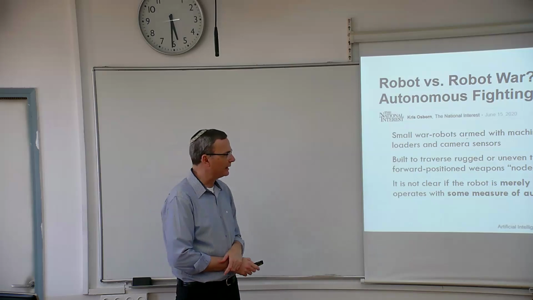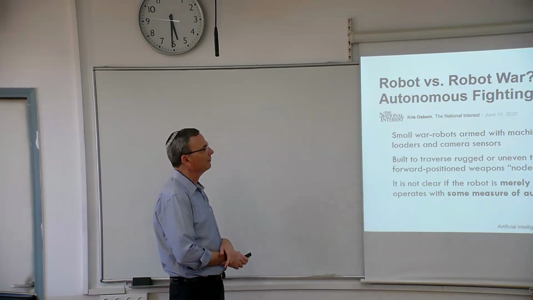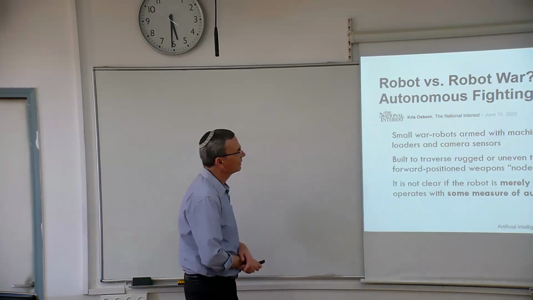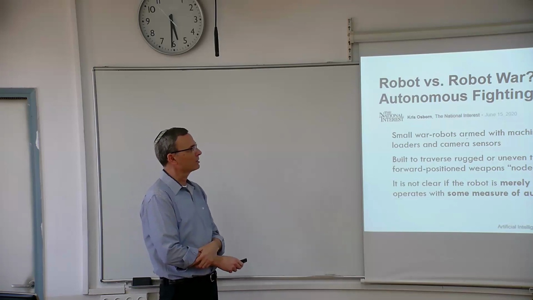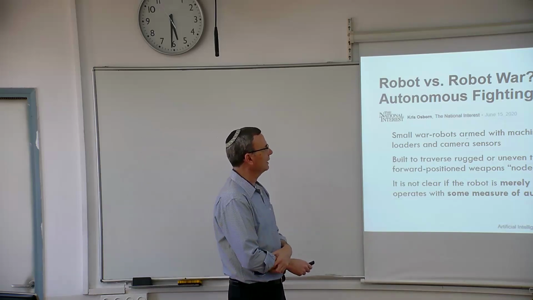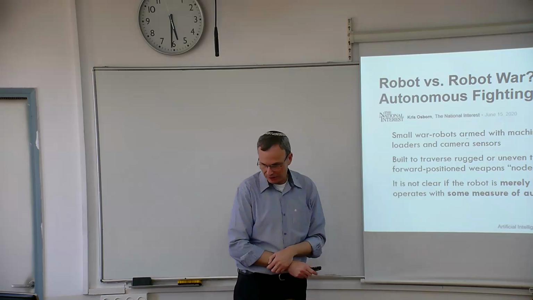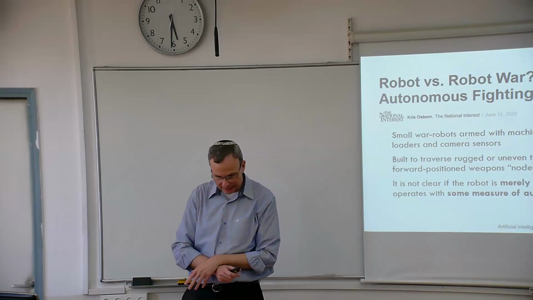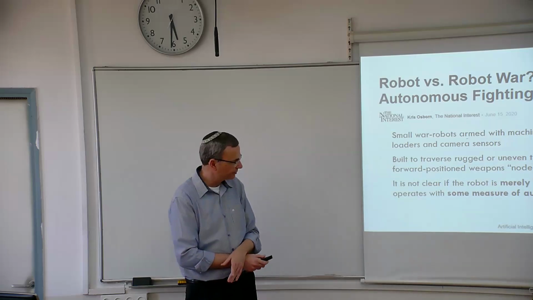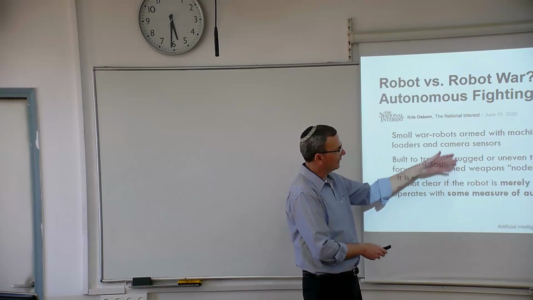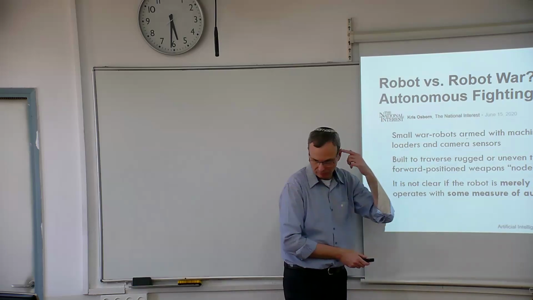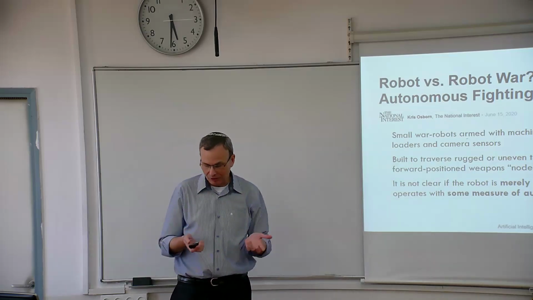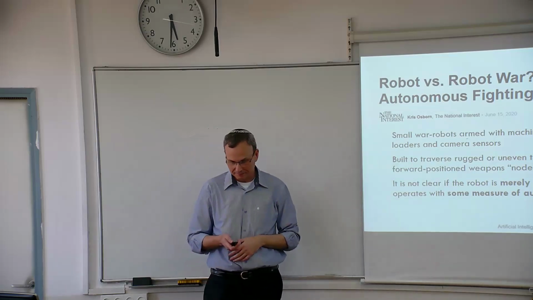So I gave you several examples from the US. This is coming from China about 4 years ago. They already have autonomous or semi-autonomous fighting ground robots armed with machine guns, like so, and also night vision, missile loaders. It was not clear, at least at the time, if it's autonomous, but it will be. If not tomorrow, then in 2 years.